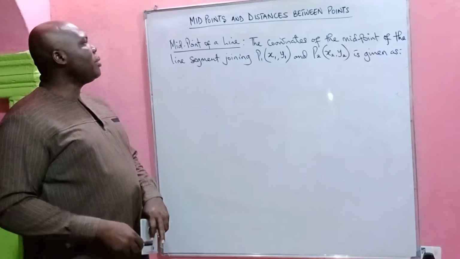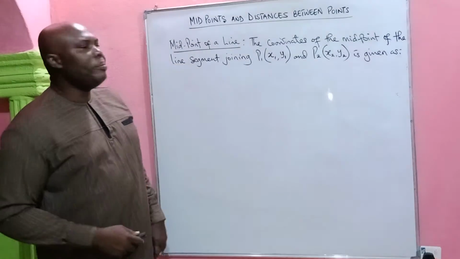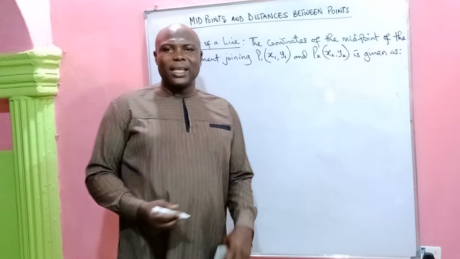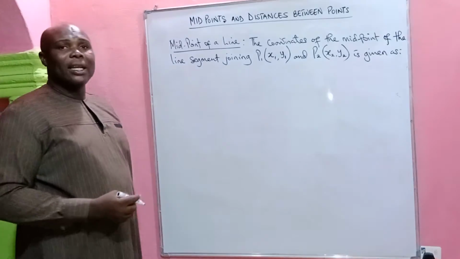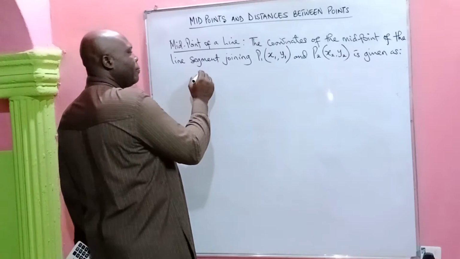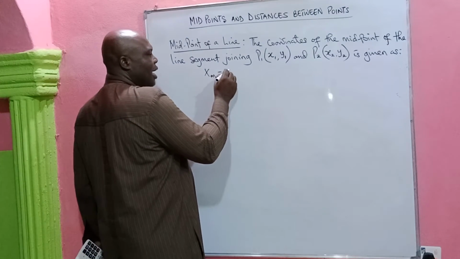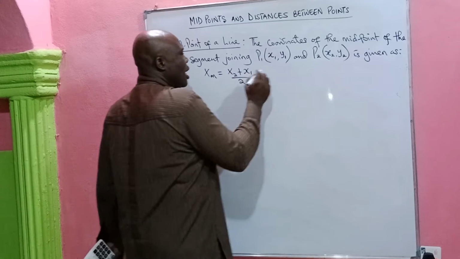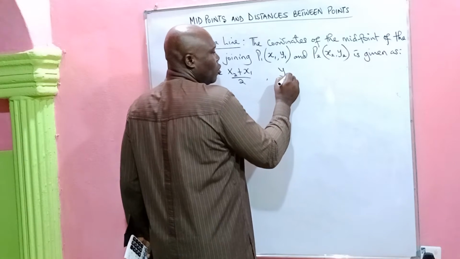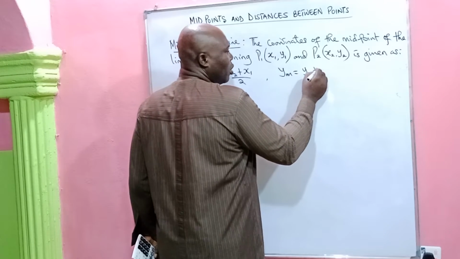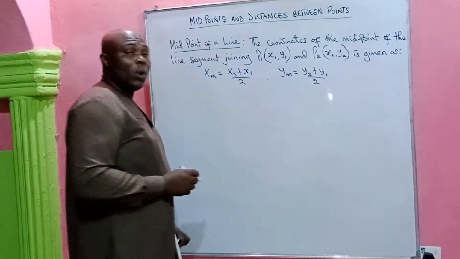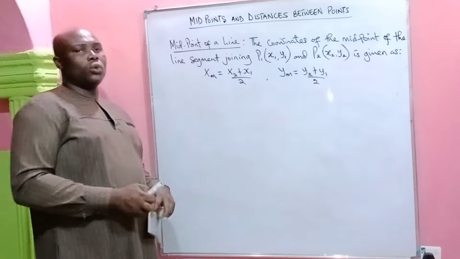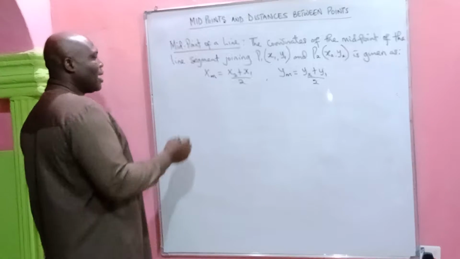All right, so midpoint of a line. The coordinates of the midpoint of the line segment joining P1 and P2 is given as follows. Anytime we want to find the midpoint of a line, x of m will be given as x2 plus x1 all over 2, and then y of m will be given as y2 plus y1 all over 2. So when we want to find the coordinates that will form the midpoint of a line, we have to do this.